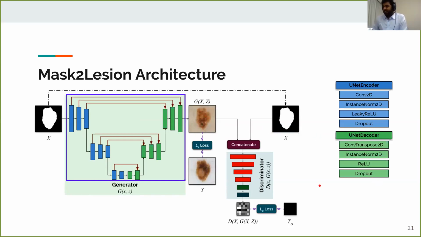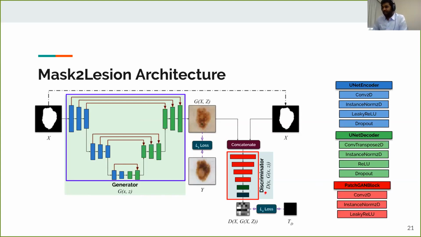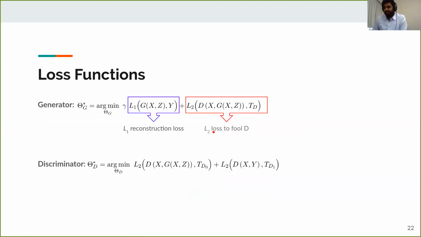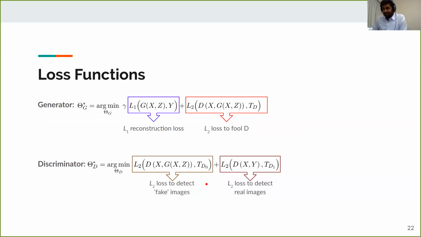The discriminator is based on the PatchGAN architecture, and it takes as input a concatenated volume of the skin lesion image and the segmentation mask, and it predicts whether a patch from that volume is real or fake. And here is the PatchGAN block. Next, we look at the loss functions used. The generator loss consists of a weighted L1 reconstruction loss and an L2 loss to fool the discriminator. The discriminator loss consists of an L2 loss to detect fake images and real images.